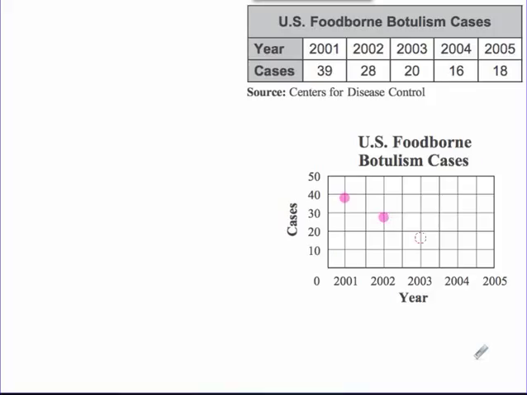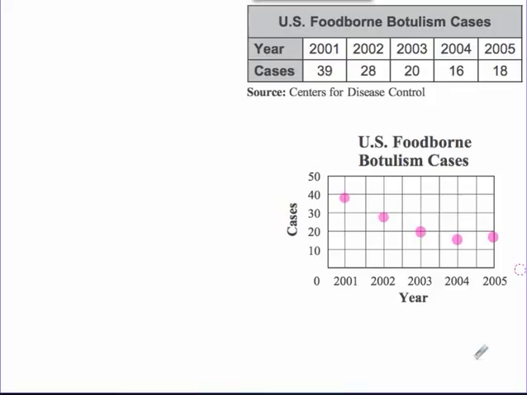2003 we have 20. 2004 there is 16. And then 2005 is 18. So in looking at that data, what relationship exists? It's a negative. And now what we need to do is draw the line of fit.